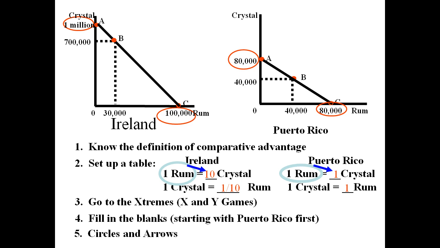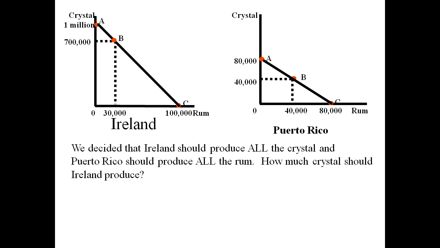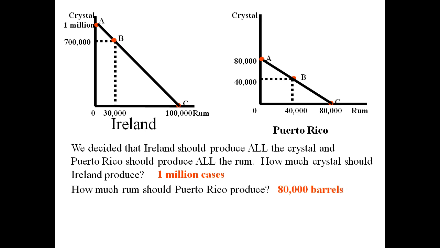So according to economic theory, these countries should specialize where they have the comparative advantage in trade. Because of that, Ireland should produce all the crystal because it has the comparative advantage. Puerto Rico should produce all the rum because it has the comparative advantage. So how much crystal should Ireland produce? 1 million cases because they're going to focus on making all the crystal. Puerto Rico should produce all the rum, which is 80,000 barrels.